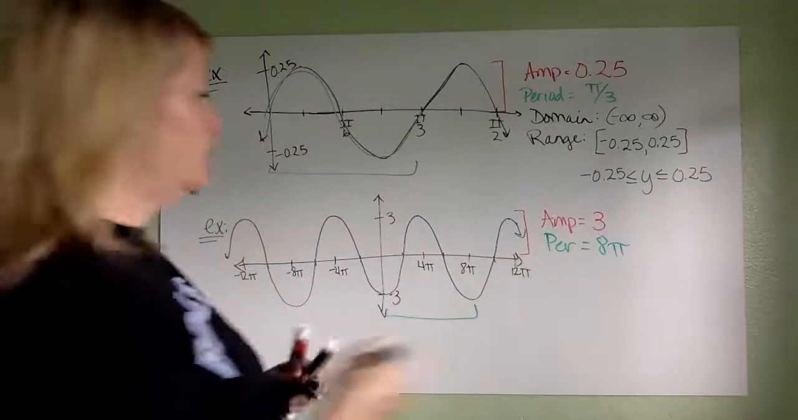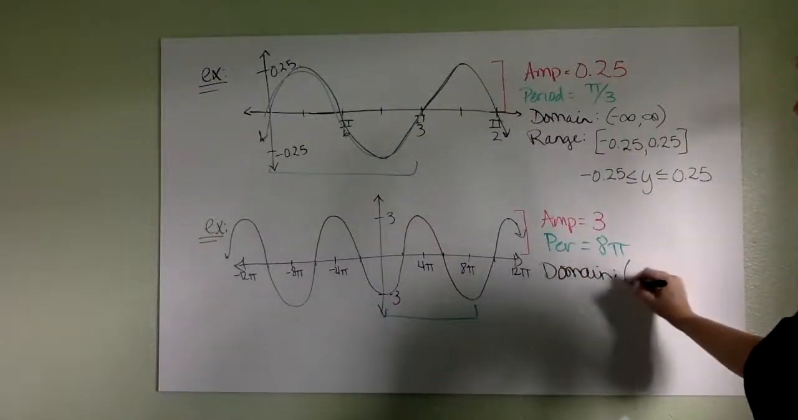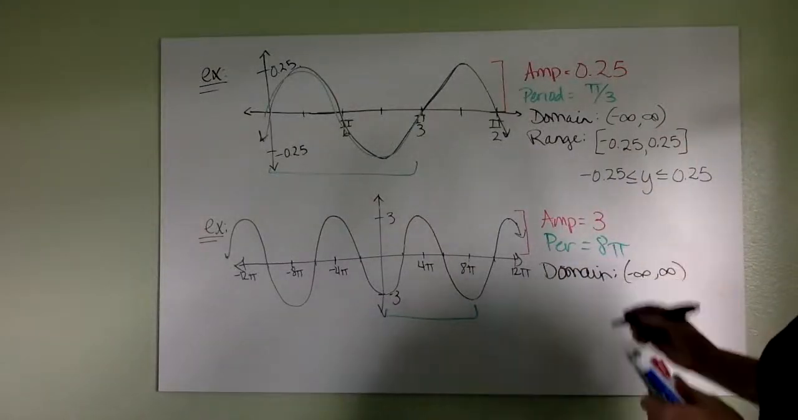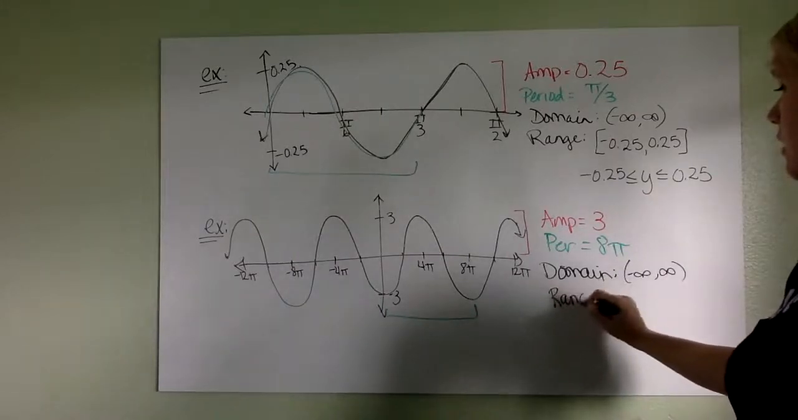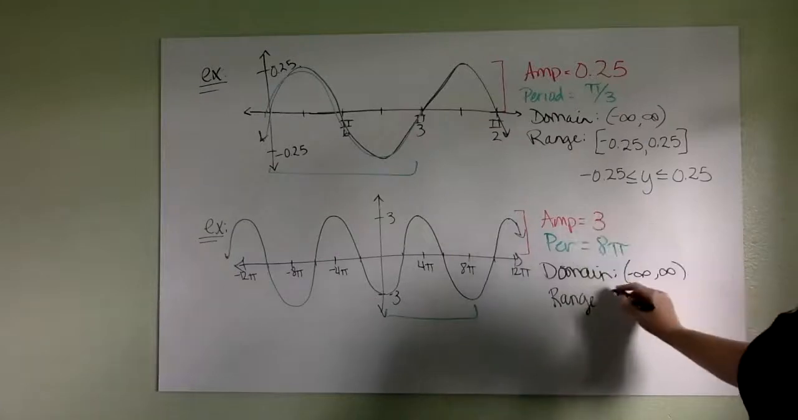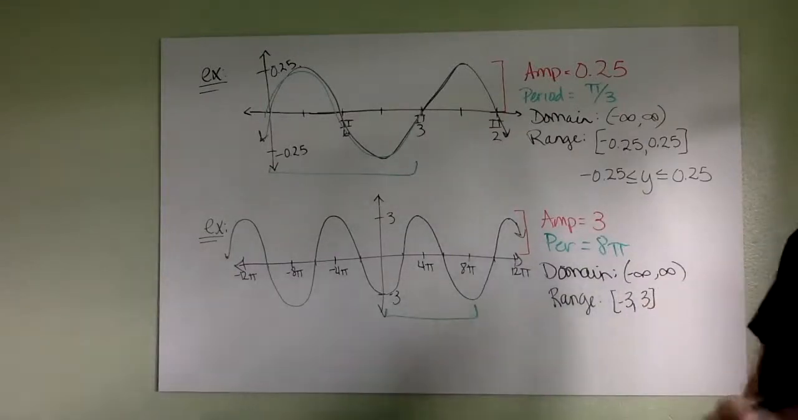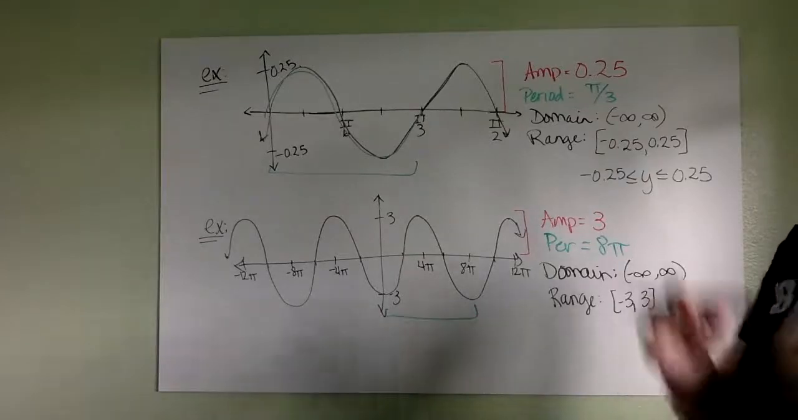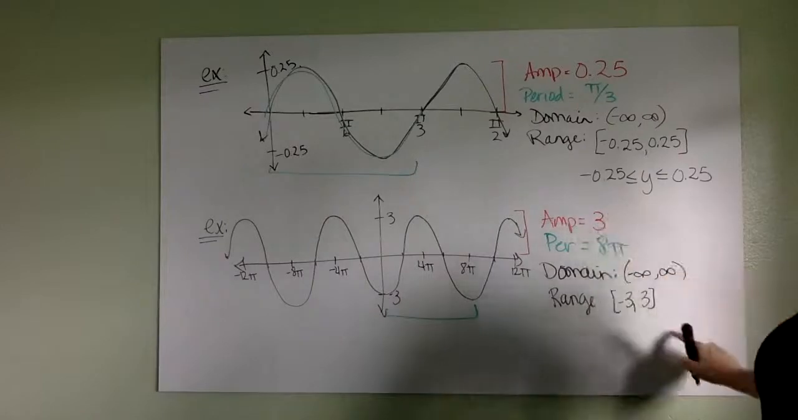And then the domain is, again, all real numbers for the same reason. And the range should match your amplitude. So negative 3 to 3. In this case, because none of your examples today will be shifted up or down at all. If they were, these two would not necessarily match.